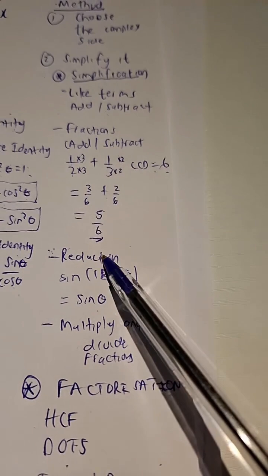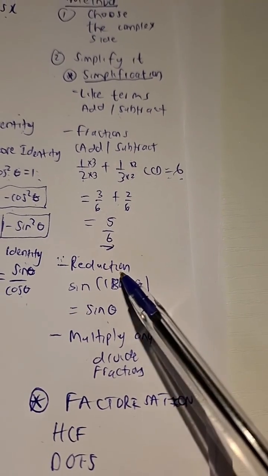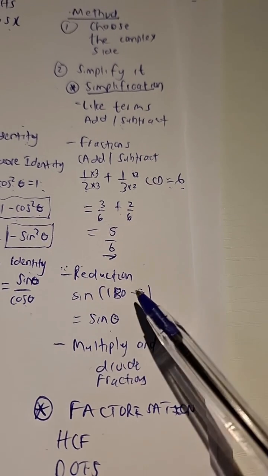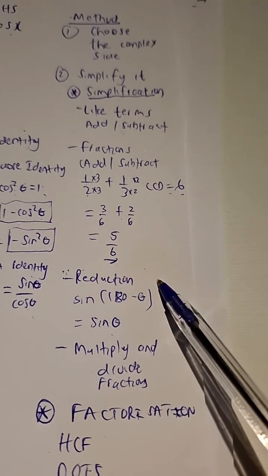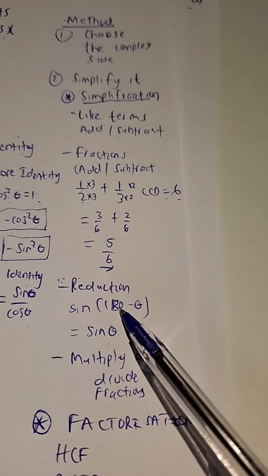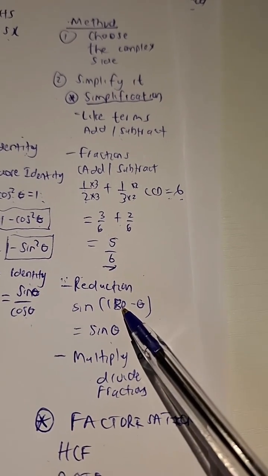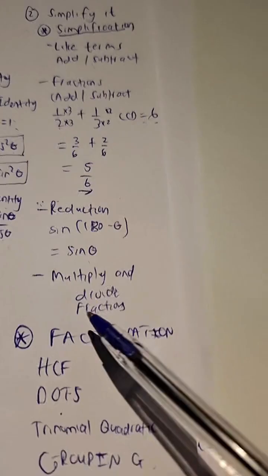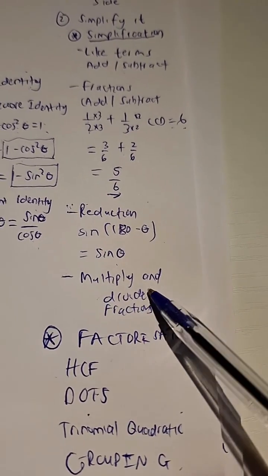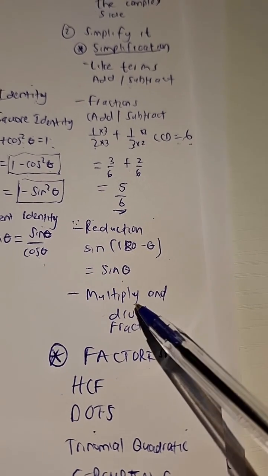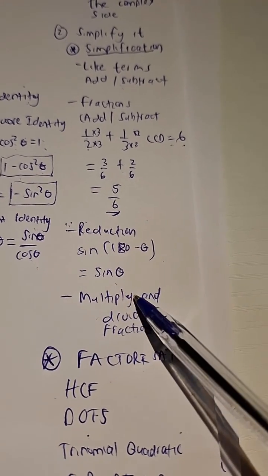If there's a reduction that needs to be done, 180 minus, 360 minus, 360 plus, angles greater than 360, negative angles, you reduce them. You know how to apply reduction by now if you are at the point of doing identities. Multiplication and division of fractions, you need to know how to multiply and divide fractions and the rules that are attached to that.